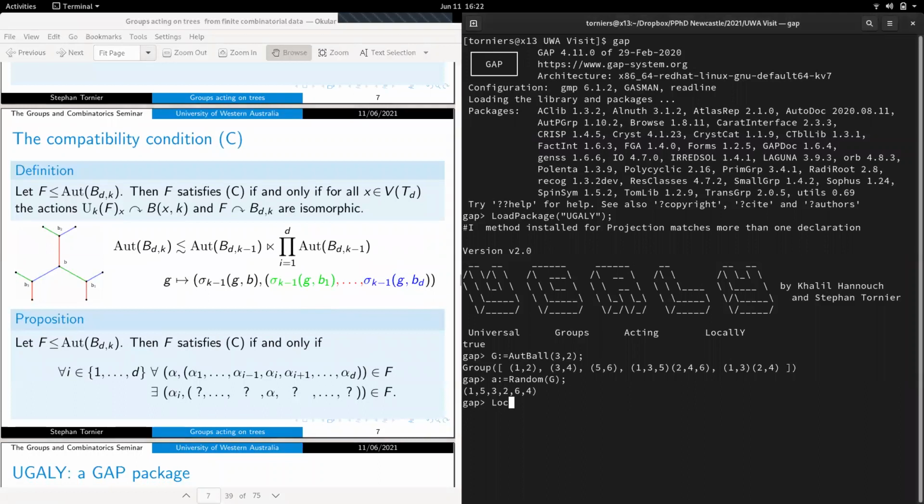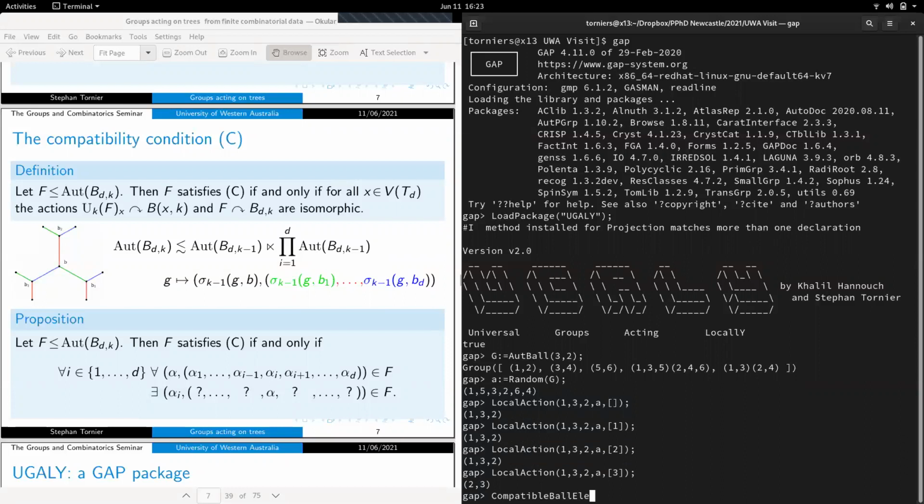K minus 1 is 1. So I could ask, what is the 1 local action of this element A, which acts on a ball at the center? It's going to be some permutation of the numbers 1 up to 3. Then I can look at all the neighbors, 1, 2, and 3, and I get all these local actions. So that would be decomposing the element into that form, right? And then I can ask, is there a compatible element acting on this ball inside this group G, compatible with A in direction 3, for example? So the I over here would be 3.